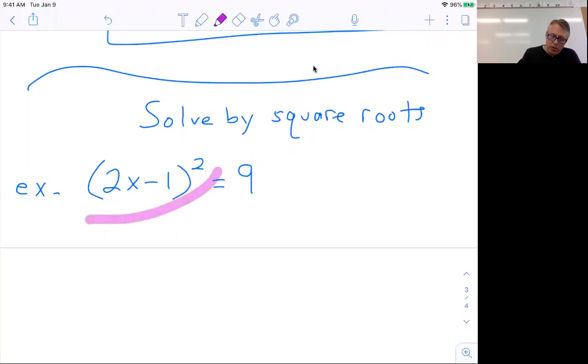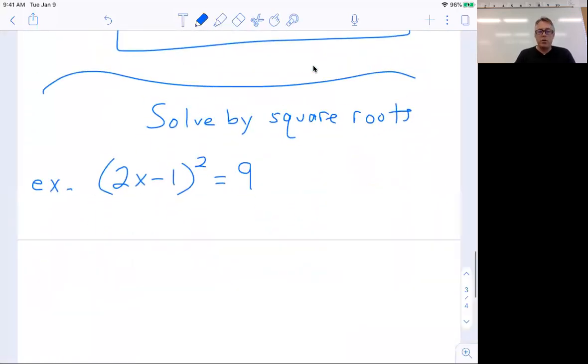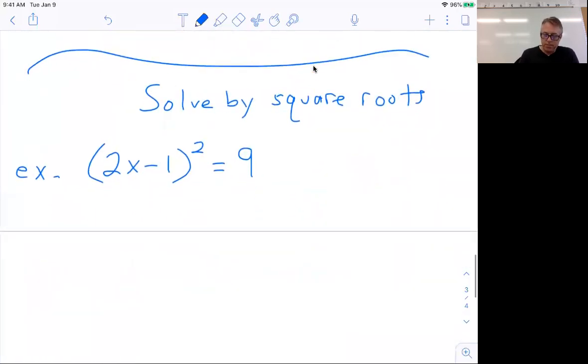I could FOIL all this stuff out, move the 9 over, try and factor it like we did in the last problem, or use the quadratic formula. However, this is a little different than the last one. See, here I have my squared term by itself. Up here, I didn't have that chance, okay? So what I could do is I could right now just take the square root of both sides.